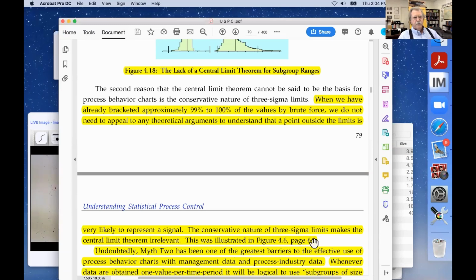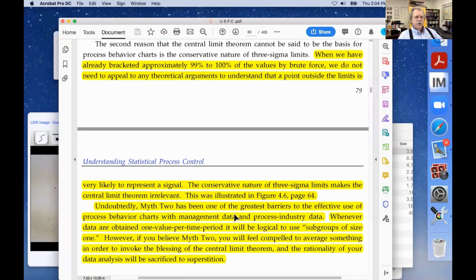This was illustrated back there on page 64 yesterday. Undoubtedly, myth number 2 has been one of the greatest barriers to the effective use of process behavior charts with management data and process industry data. Whenever data are obtained one value per time period, it will be logical to use subgroups of size 1. However, if you believe myth number 2, you're going to feel compelled to average something in order to invoke the blessing of the central limit theorem, and the rationality of your data analysis will be sacrificed to superstition.